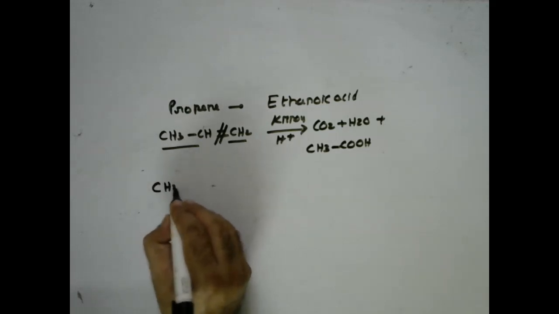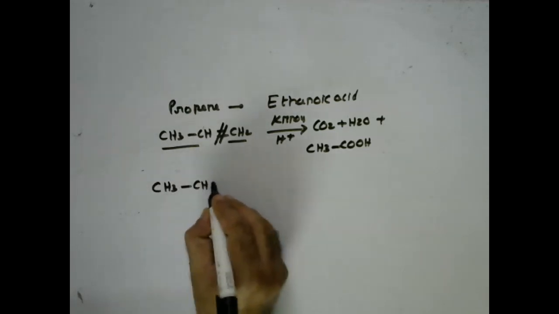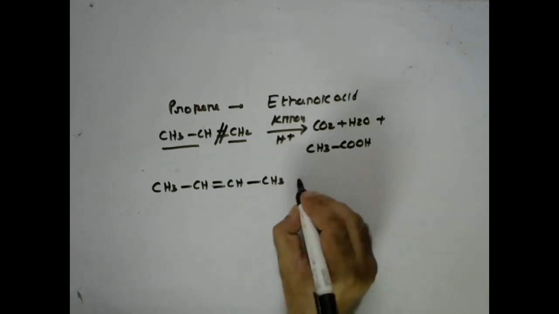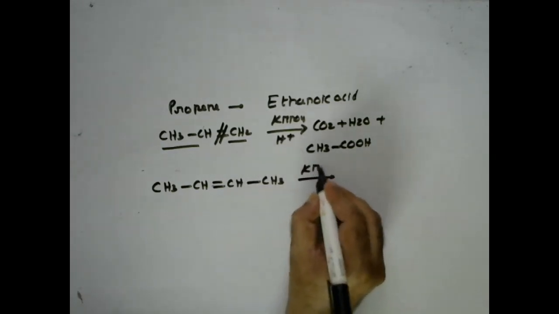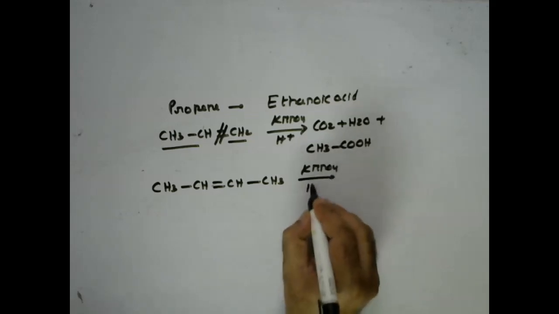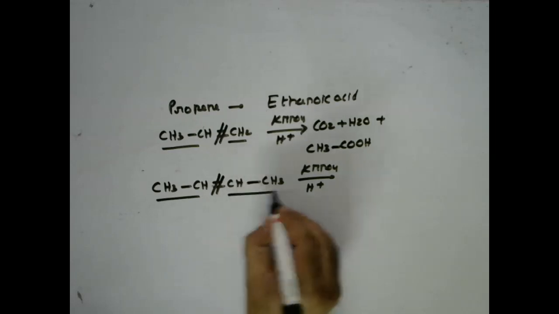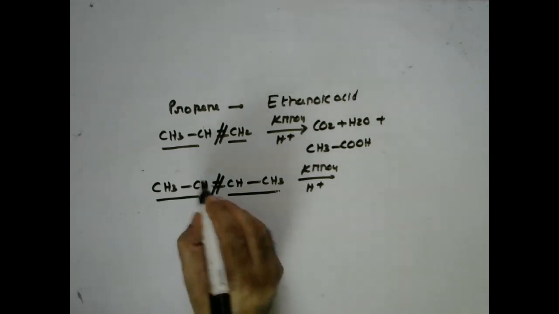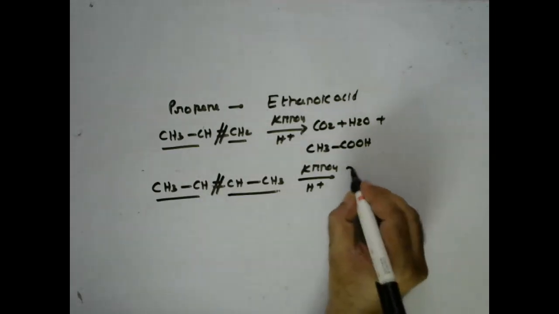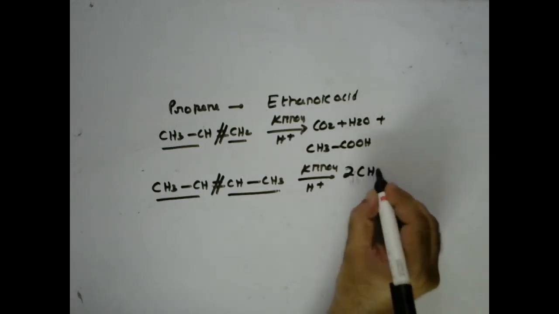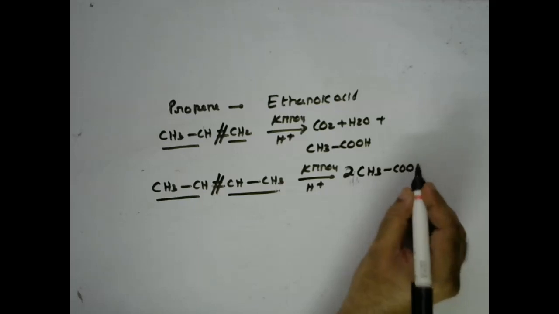Now suppose you have this molecule, butene. We are oxidizing it with KMnO4 under drastic condition. That means we are using acidic medium. The double bond will break, this will separate out, this will separate out. What is going to happen? The CH will become nothing but COOH. So what you get is nothing but two molecules of acetic acid.